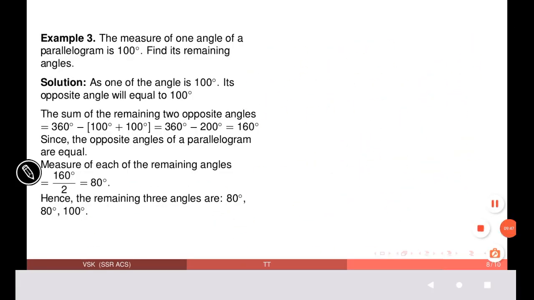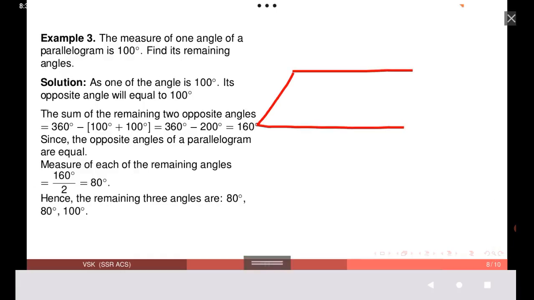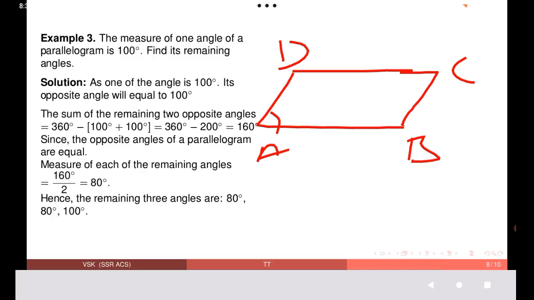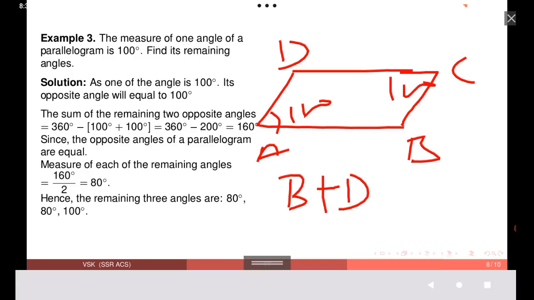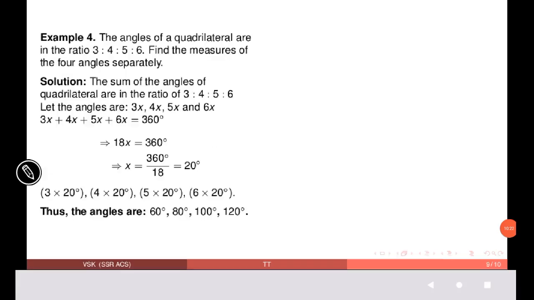Let us understand again what we did here. This is a parallelogram. This angle is A, this angle is suppose B, this is C and this is D. So this is 100, so this is 100, and the sum of B and D, so B plus D, will be 360 minus the sum of these two, that is 200, so it is 160. And once we get 160, each angle will be half of this, so it is 80, this is also 80. So in this way we can find all the four angles.